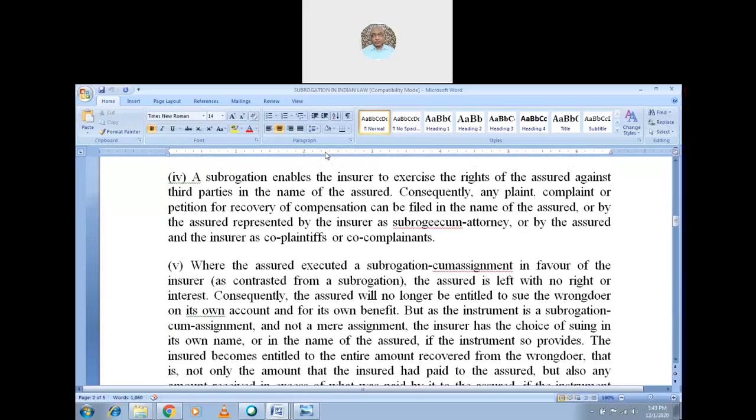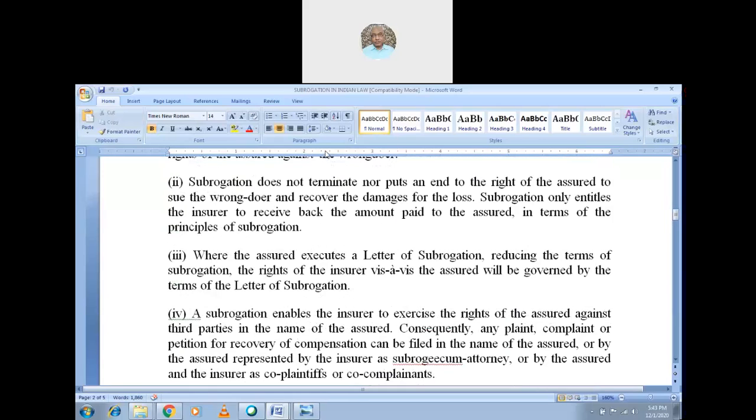We have five points in total. Let us see how much we can cover, because the time is now 5:43. Still two minutes are left.